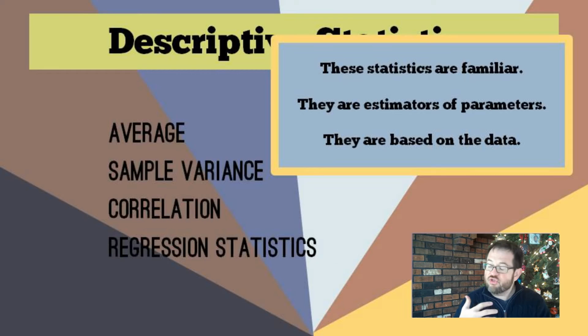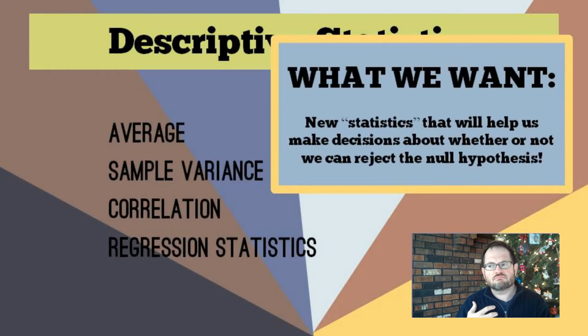And one thing that all of these descriptive statistics also had in common was that they were based on the data. We collected observations, or to be more correct, we took samples, and then we used the values of those random variables to compute these statistics. Well, what we want now is more statistics. We want some new statistics that will help us make inferences, to make decisions, particularly about whether or not we can reject our null hypothesis. Remember, we wrote two hypotheses. We want to figure out if we can reject the null one so that we can accept the alternative one.